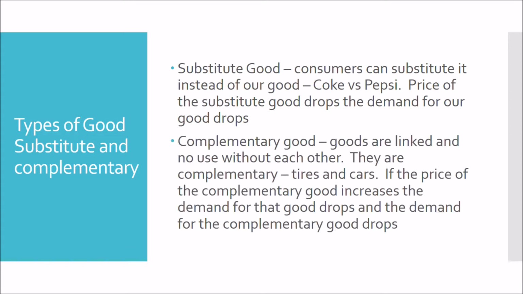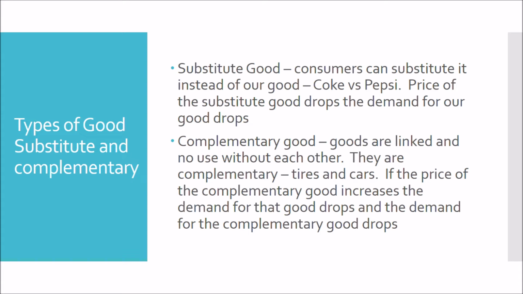We have complementary goods though, and complementary goods are linked, and they're not much use without each other. Let's say tires and cars would be a good one. Neither are really that much use without the other. So let's say that there's a shortage of rubber in the world, and so the price of tires goes up. And that increase in the price of tires would reduce the demand for cars, because there's less money left over for the car, and so it's only a slight shift.